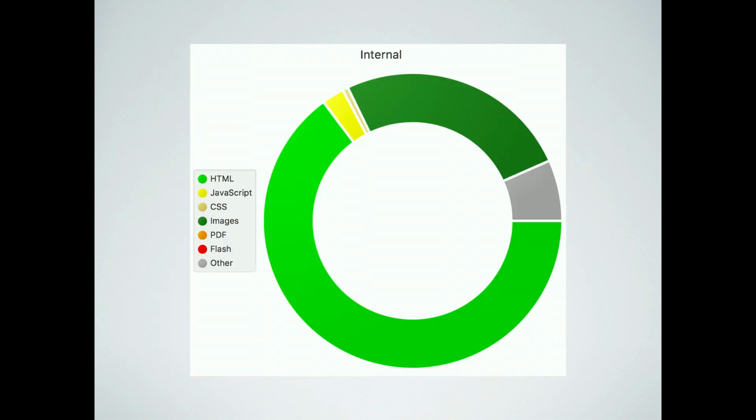It has a lot of cool charts too. Here's one that shows all of the different types of content that came out of lullabot.com when I ran this: HTML, JavaScript, CSS, images, etc. And then you can click on any one of those things and get a subset of that data.